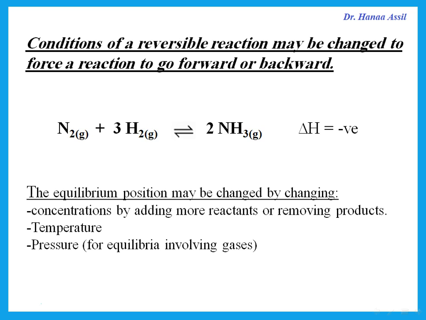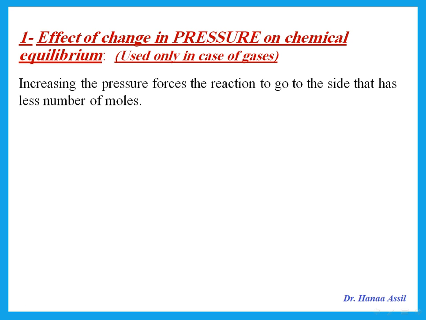Now, if I want to force the reaction to go forward or backward, I can change the conditions. Which conditions can we change? We can change the concentrations. That means add more nitrogen and hydrogen or add more ammonia, change the temperature, lower it or increase it, change the pressure since we are dealing with gases. Remember that pressure applies only if the equation involves gases. So let's take a look at the effect of each change.